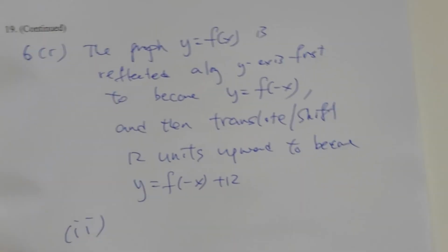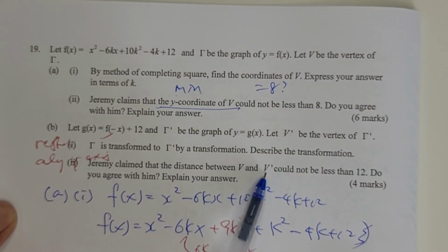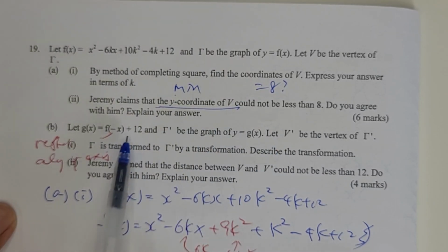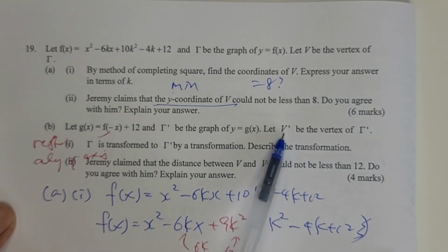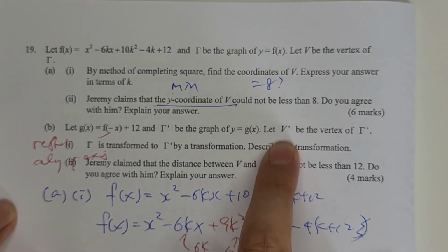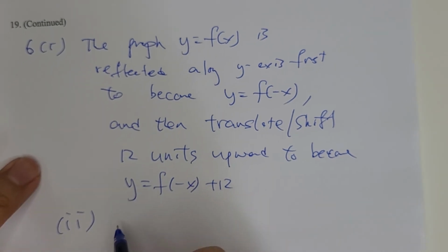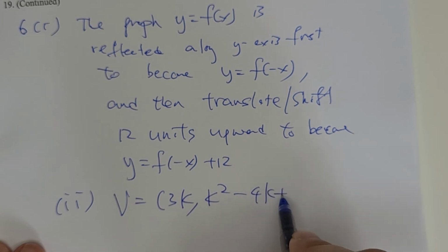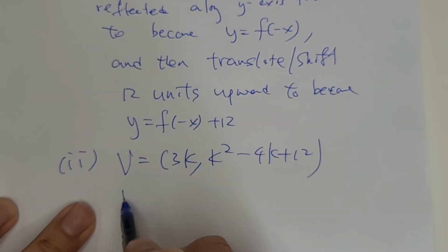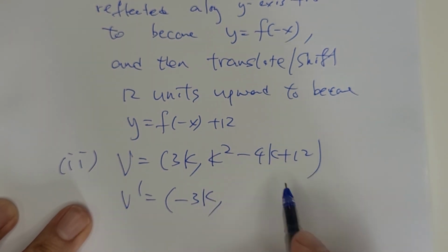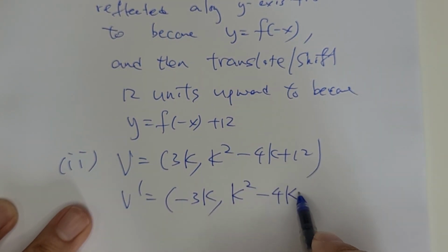B2, Jeremy claims that the distance between V and V prime could not be less than 12. Do you agree? V is the vertex of the graph gamma. V prime is the vertex of gamma prime. Simple. Find the vertex V prime. V is (3k, k squared minus 4k plus 12). So V prime, the x coordinate would be negative, change the sign, and the y coordinate would add 12. So k squared minus 4k plus 24.